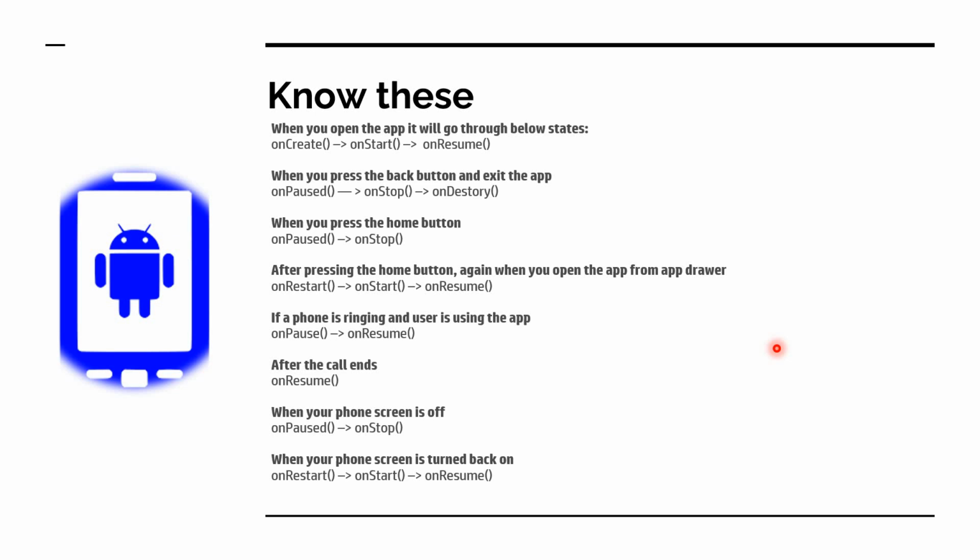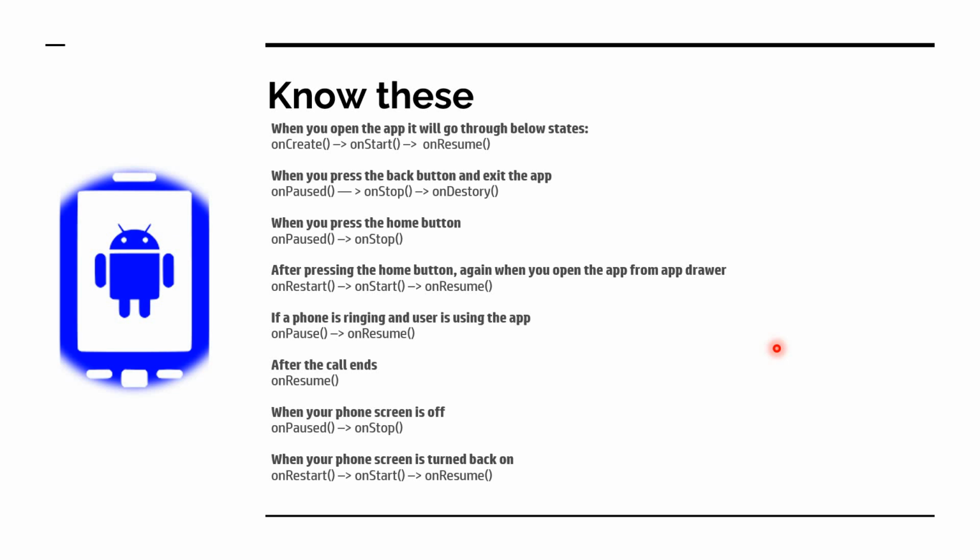When you press the back button and exit the app, what happens? You press the back button and then you exit. So on pause to on stop to on destroy, because you have exited. When you press the home button, what will happen? On pause. The center button, right, in Android. So on pause to on stop will happen.